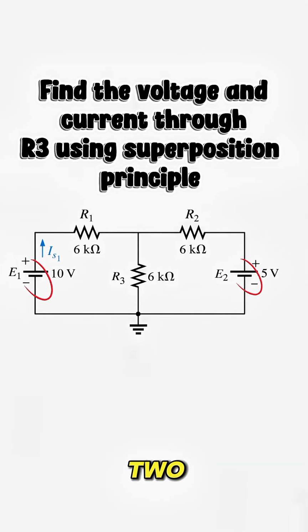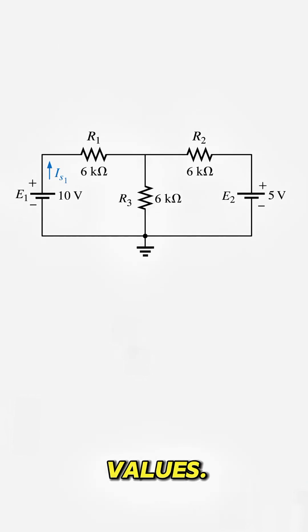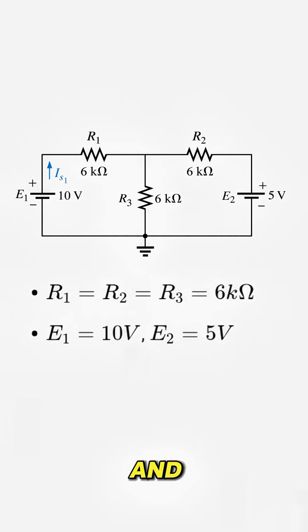Two voltage sources, one resistor in the middle. Sounds tricky, right? Let's solve it step by step using the superposition theorem. First, note the given values. R1, R2, and R3 are all 6 kilo ohms. E1 is 10 volts and E2 is 5 volts.